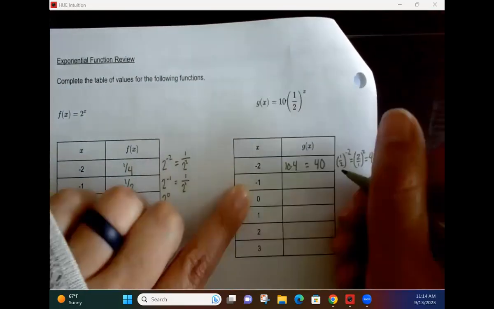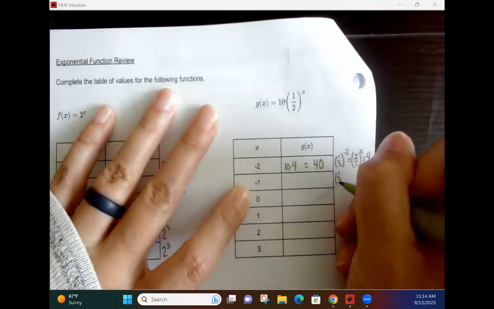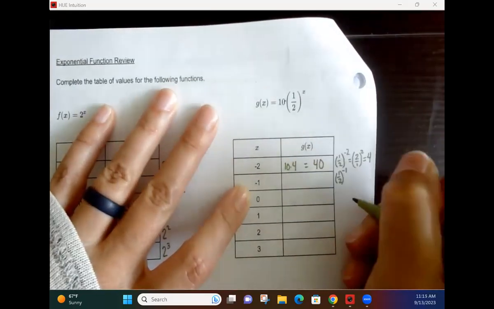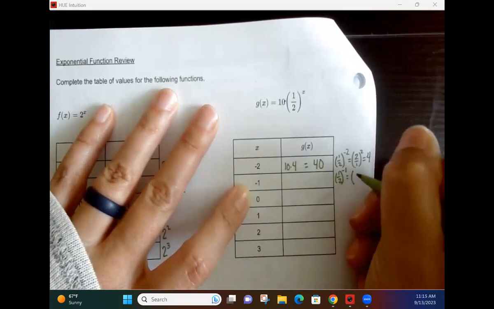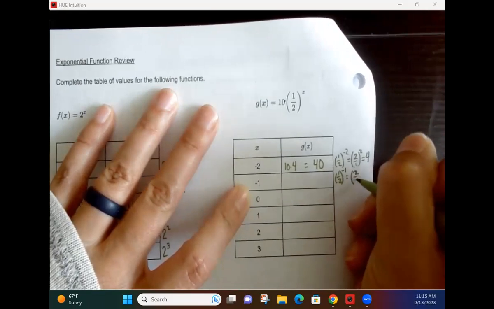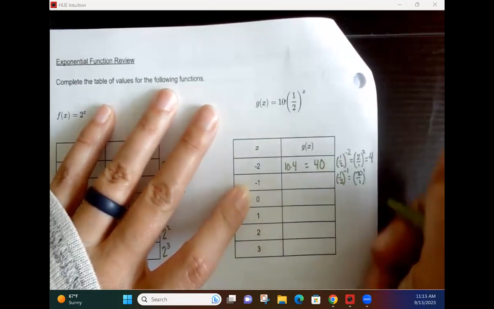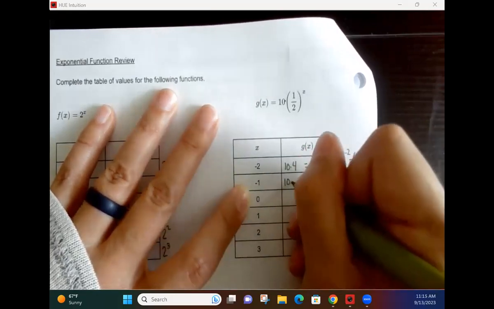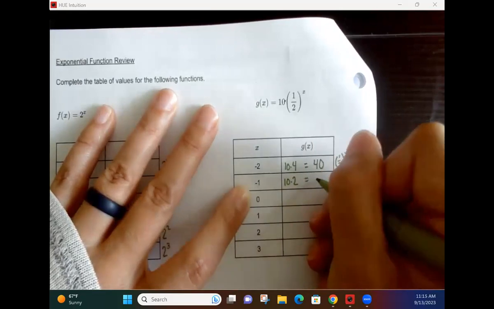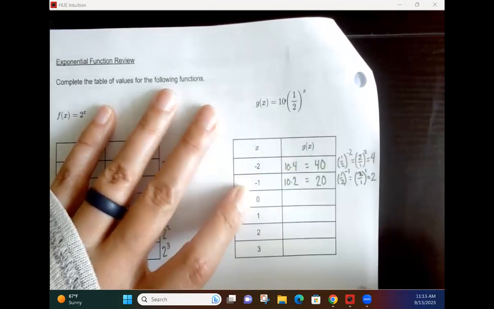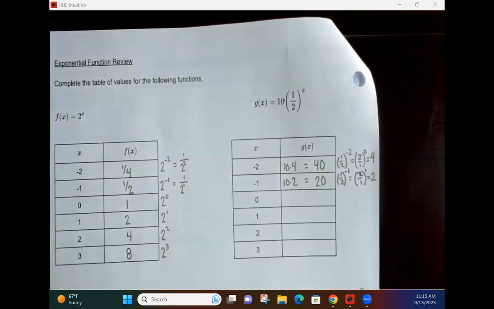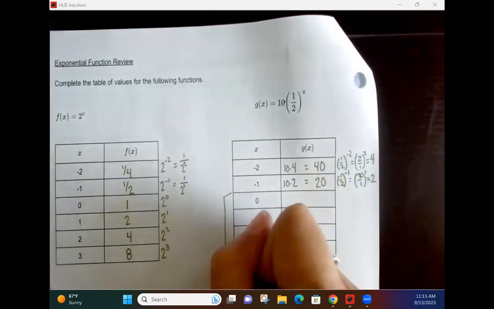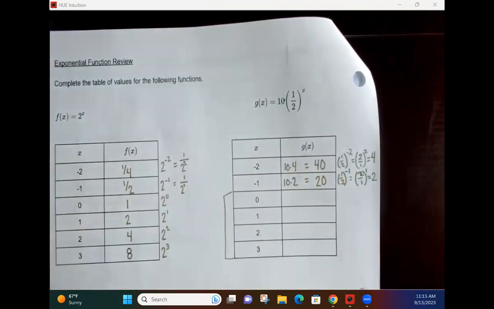When our exponent is -1, this would be 1/2 to the -1st power. So take the reciprocal, 2 over 1 to the 1st power. That's just 2. So 10 times 2, which would be 20. I would like you to complete the table for g of x.